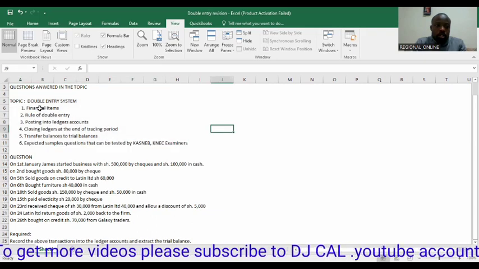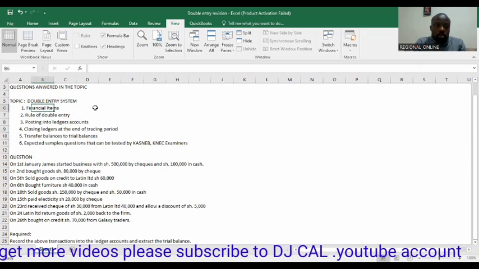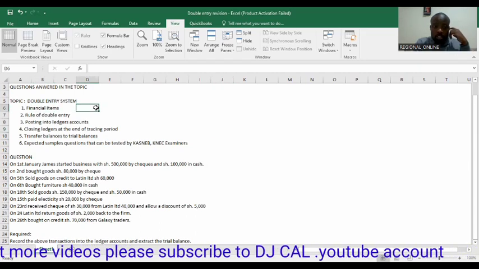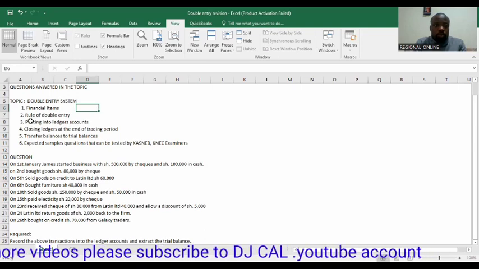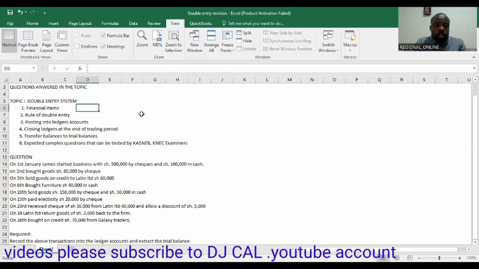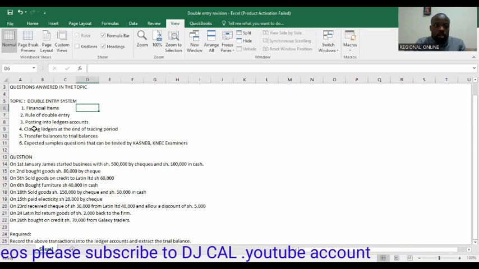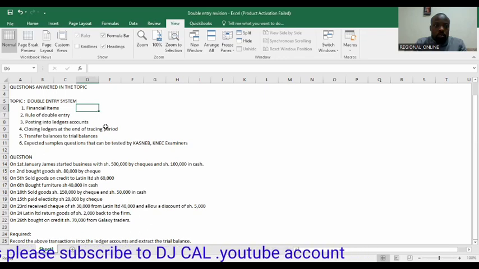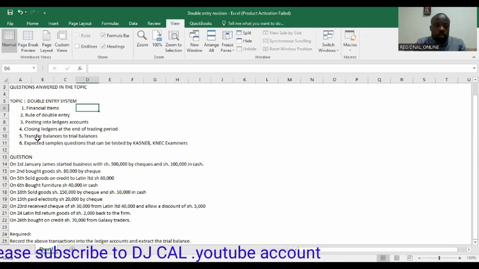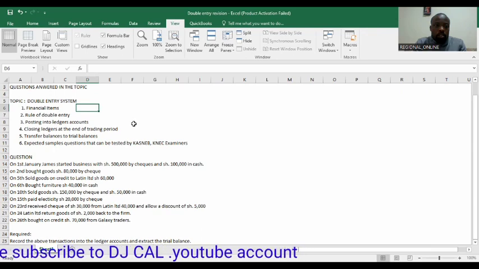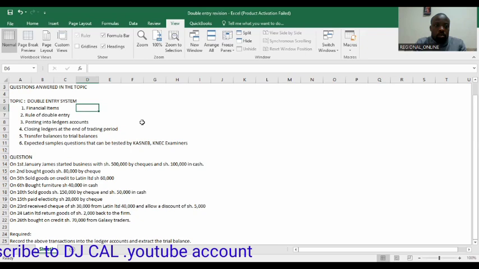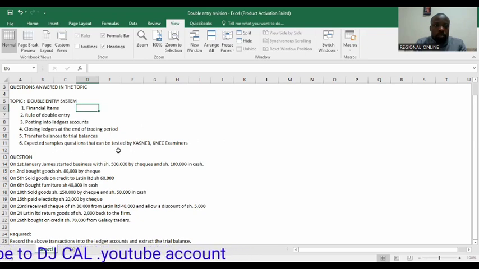So under the double entry, you're supposed to know the financial items, the ones you're supposed to record in the books. You're supposed to know the rule of double entry, how to post into the ledger accounts, how to close the ledger accounts, and how to transfer those balances to the trial balance. And now, what do you expect from the questions and how can you answer them?